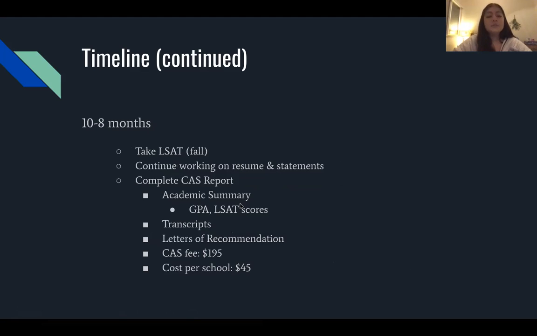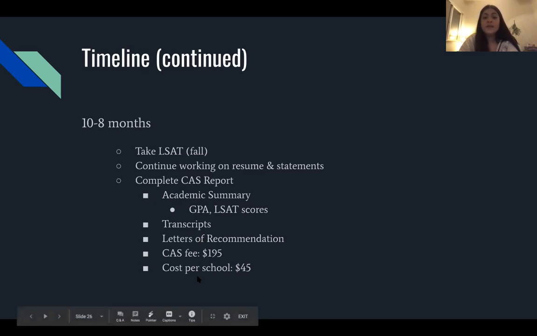10 to 8 months before you start law school, take the LSAT again if you feel like you need to. Continue working on your resume and personal statements. Complete your CAS report. So that means your academic summary, your GPA, your LSAT scores, and put up your transcripts, letters of recommendation, and pay the $195 fee if you couldn't get a waiver. And then the cost per school that you'll put on there is $45.